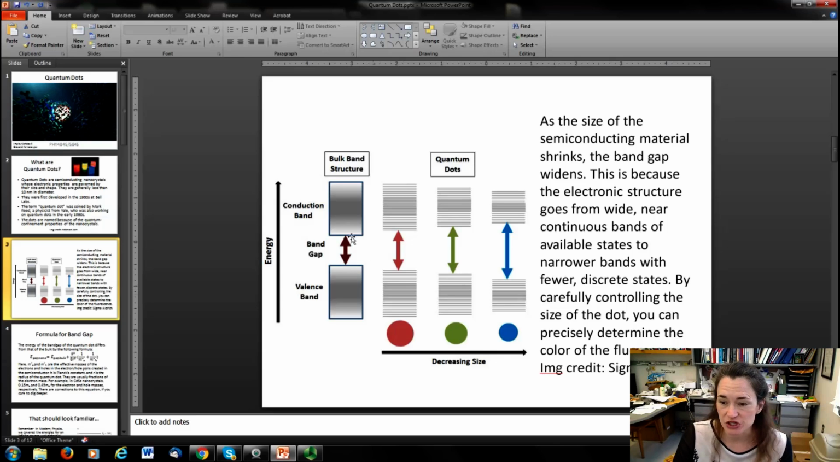So in this image here that I borrowed from Sigma Aldrich, you can see that you have this sort of near continuous band structure in a crystalline solid. And then as you drop down the size, there's fewer and fewer available states. And what that does is it makes the gap between those states wider as the particle shrinks, because the states get fewer and fewer and fewer.